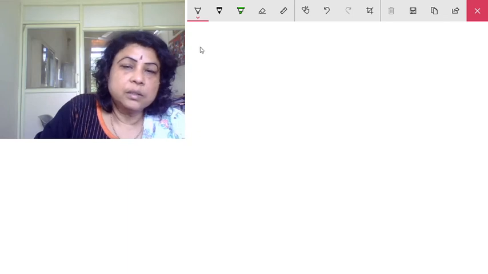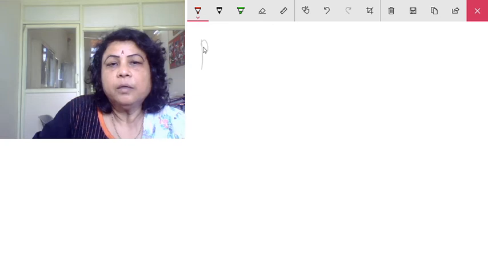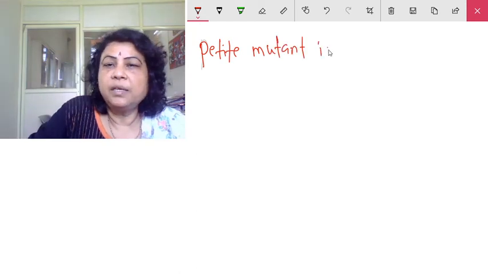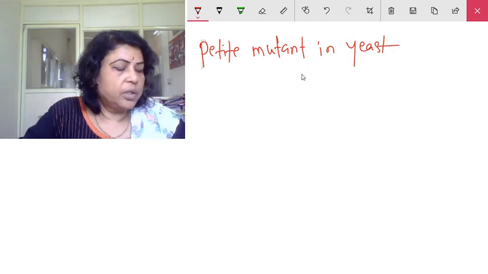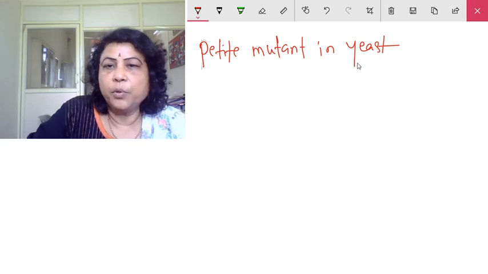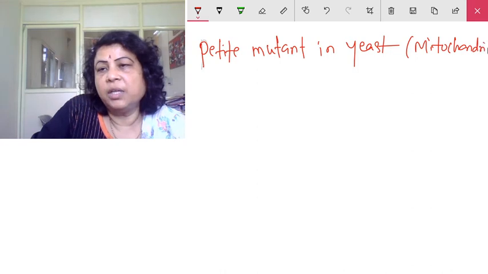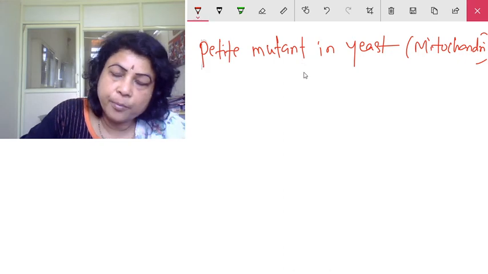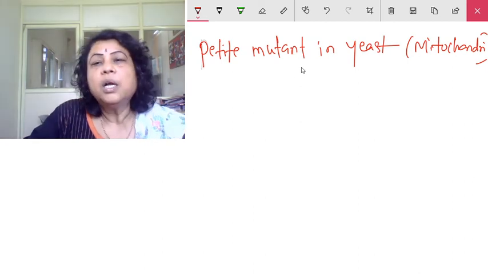Then the next thing is the petite mutant in yeast. The study of the petite mutant in yeast is on the mitochondria, just as the cytoplasmic inheritance in the 4 o'clock plant is about the chloroplast.